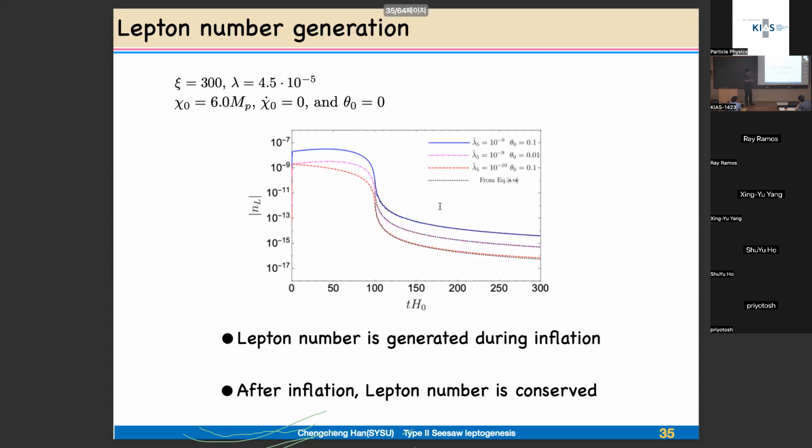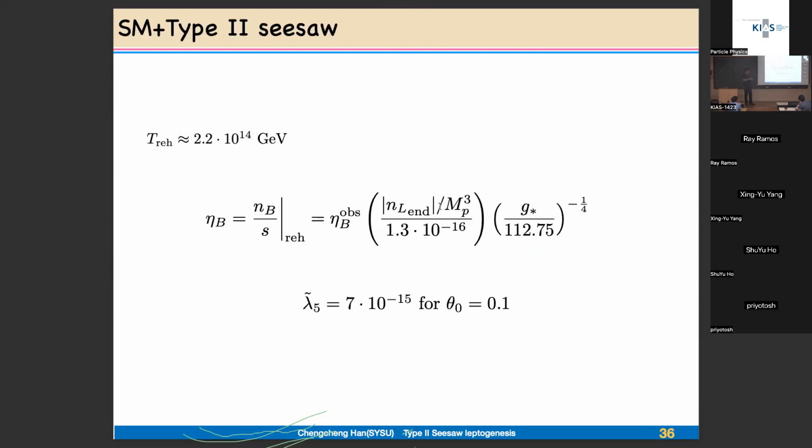Okay, to get the exact lepton number, for example, in the Higgs inflation model, the reheating temperature is roughly 10^14 GeV, and using this temperature, we find that if we want to explain exactly the baryon asymmetry of the universe, we need the dimension 5 operator coefficient to be 10^-15. It must be very small. If it's too large, it will generate too much lepton number.